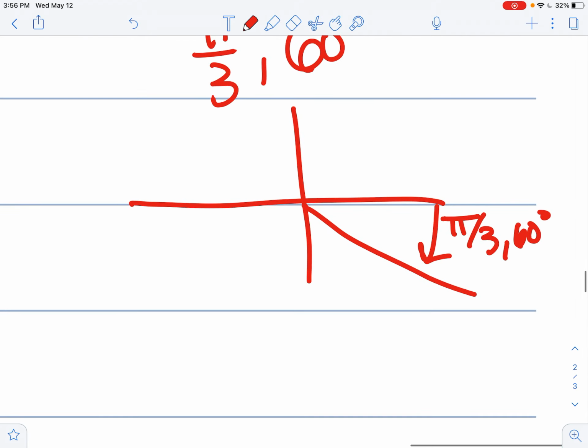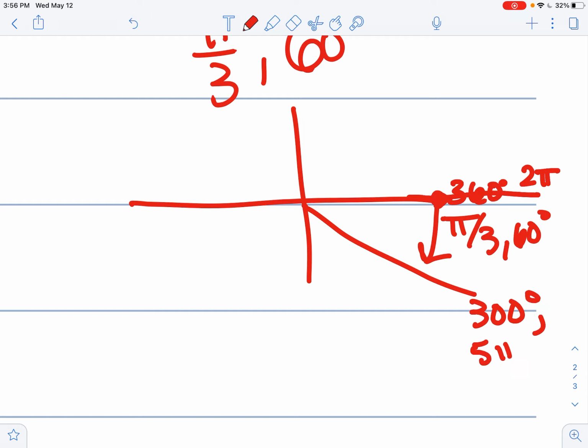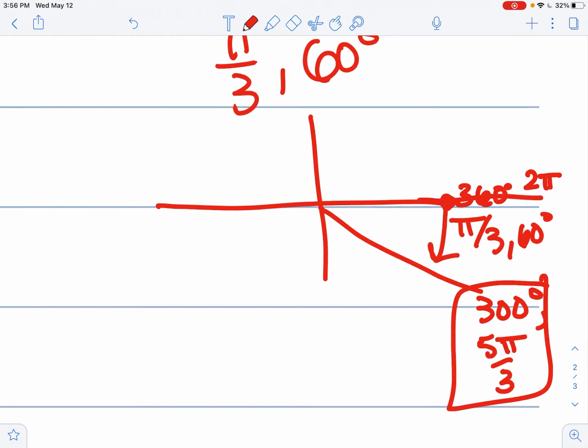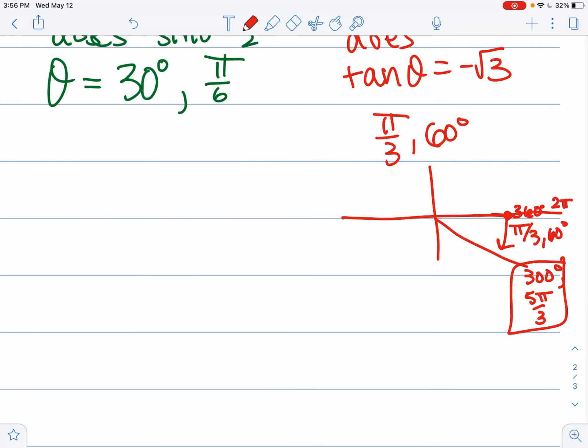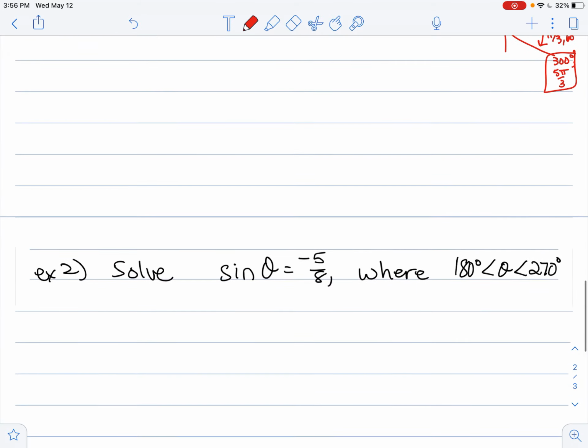So I know if this is 360 degrees right here, 60 below that would be 300 degrees, or instead of radians of 2 pi, this would be 5 pi over 3. And that's where theta is when tangent is negative root 3. All right, let's go to the next one.